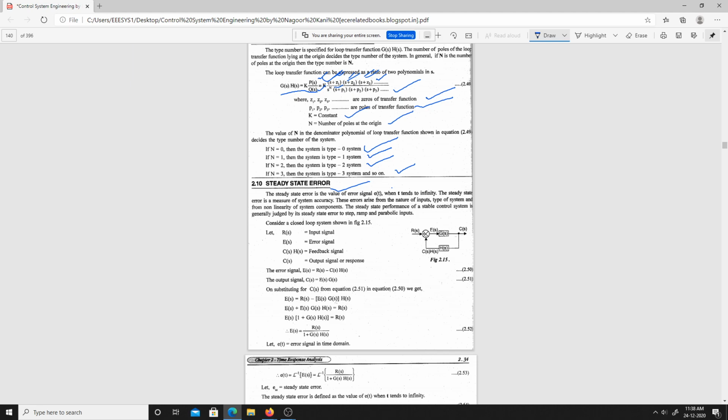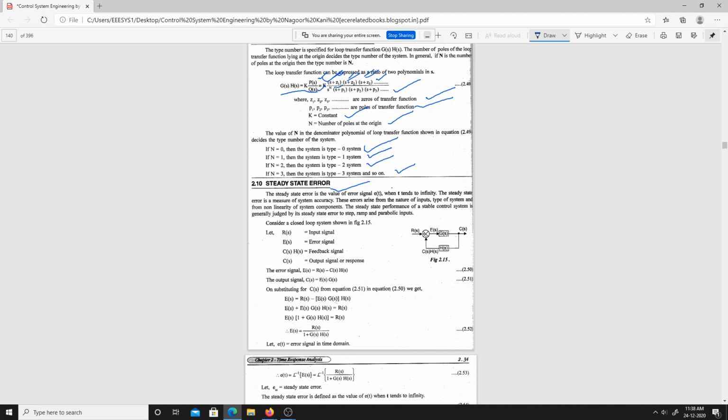So the steady state performance of a stable control system is generally judged by what? By its steady state error. Is it clear? What is the main need of this steady state error? To find out the steady state performance of a stable control system. Is it clear? For step, ramp, and parabolic inputs. For different inputs: for the step input, for the ramp input, and for the parabolic input.